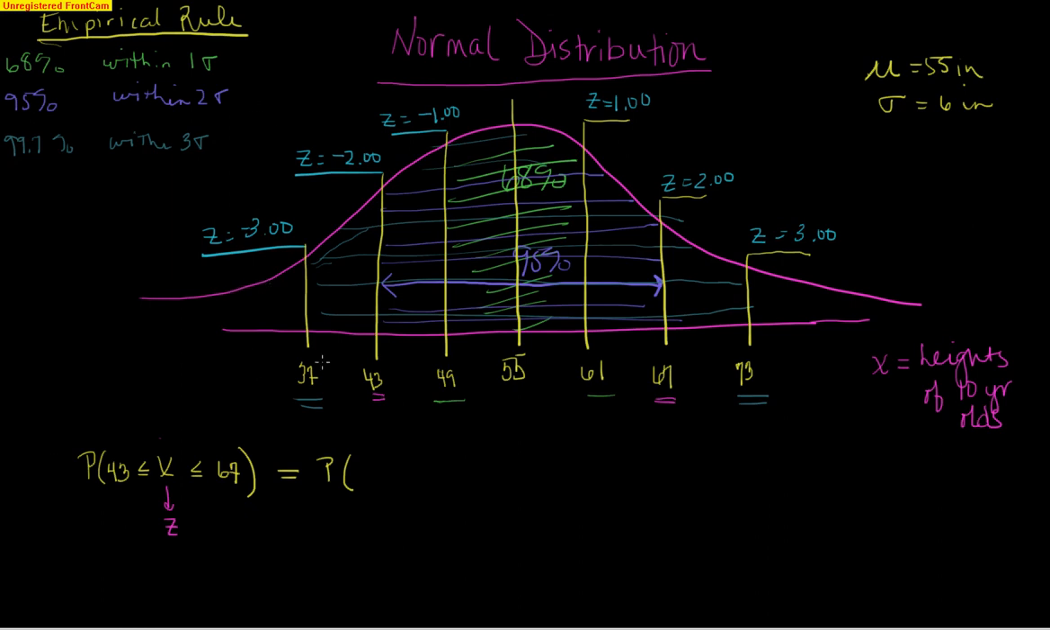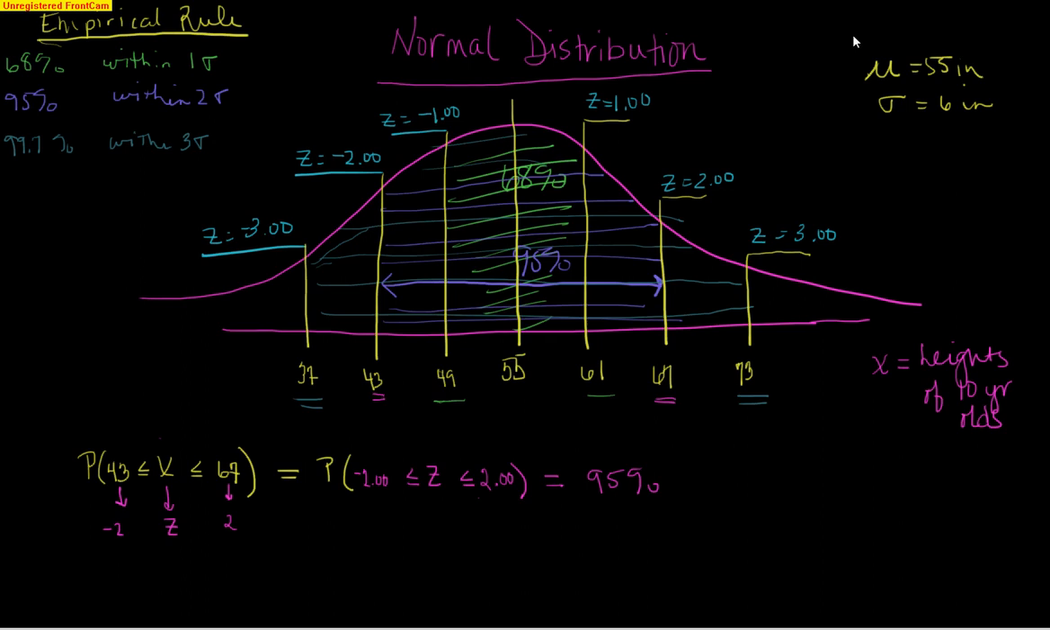Well, 43 is 2 standard deviations below the mean, so this 43 changes to a z-score of -2. We always carry it out 2 decimal places. And 67 is 2 standard deviations above. So we're changing from an x value to its corresponding z value. And the probability that a z-score will lie between +2 and -2, that is our 95%.